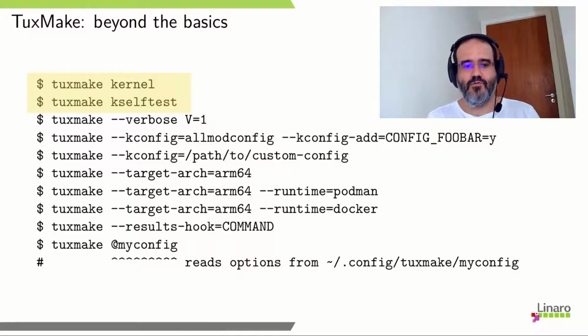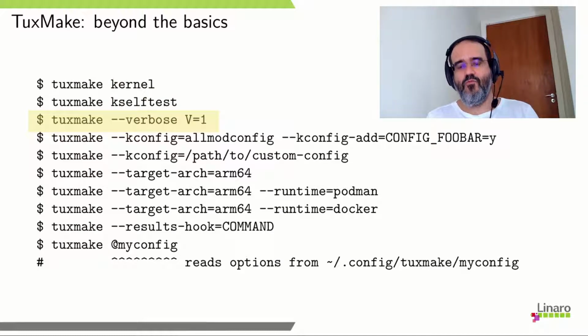TuxMake supports a lot of options. For instance, you can build specific targets. You can build only the kernel image, or you can also build only kselftest. You can also pass make variables, for instance V=1 to have a verbose build, where TuxMake by default will do a silent build, so you can use V=1 to get a more detailed build log.